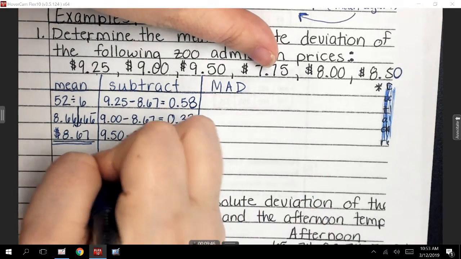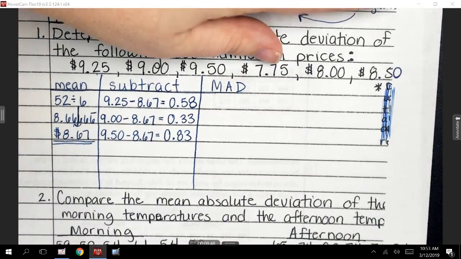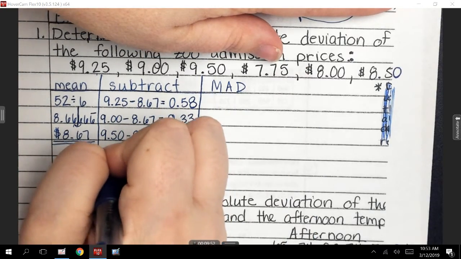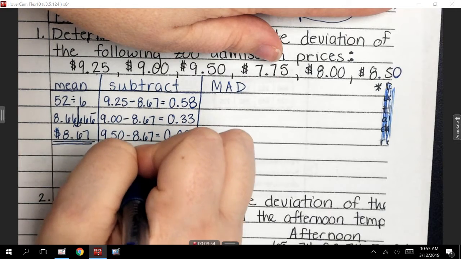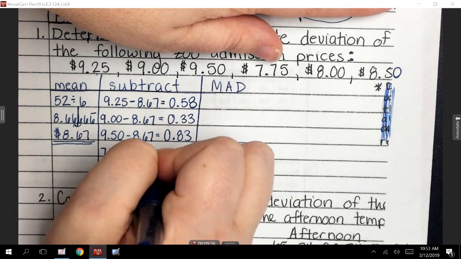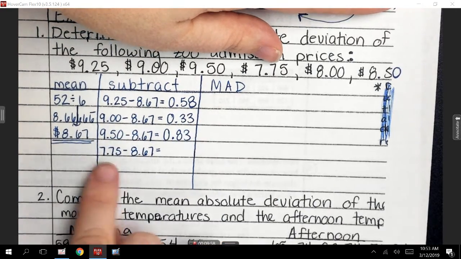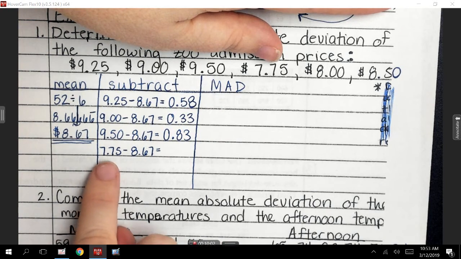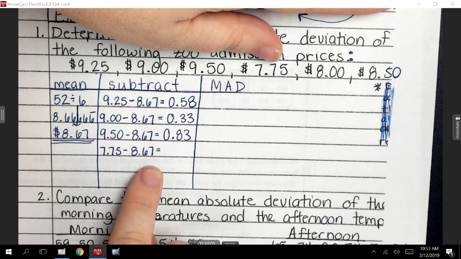0.83. All right. I'm going to just keep going in that order. It makes it easier to make sure I keep everything in the same spot. So I'm writing 7.75 minus 8.67. That looks a little weird, doesn't it? It's a negative. All right. That looks weird because I'm doing a little number minus a big number, right?